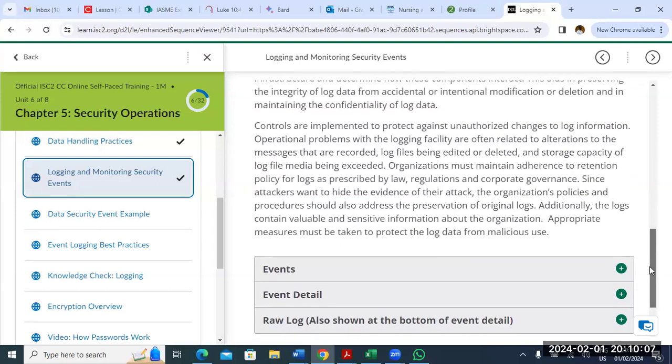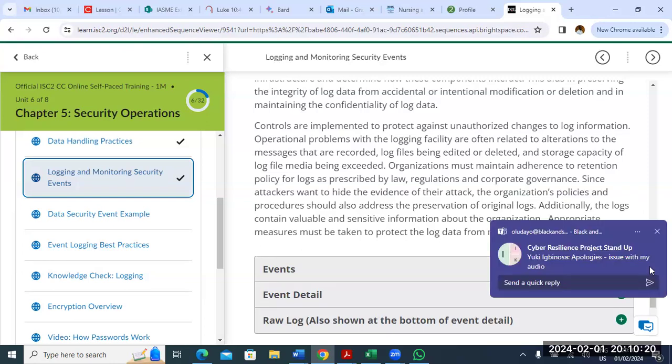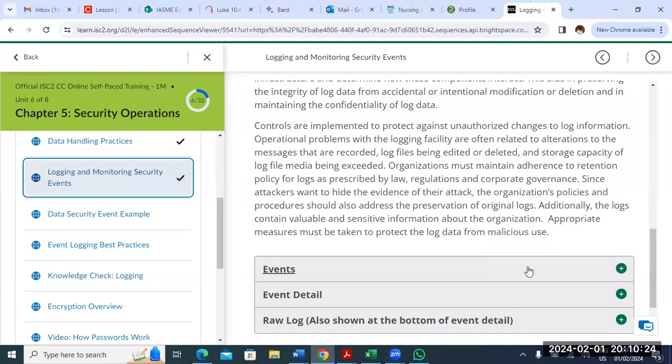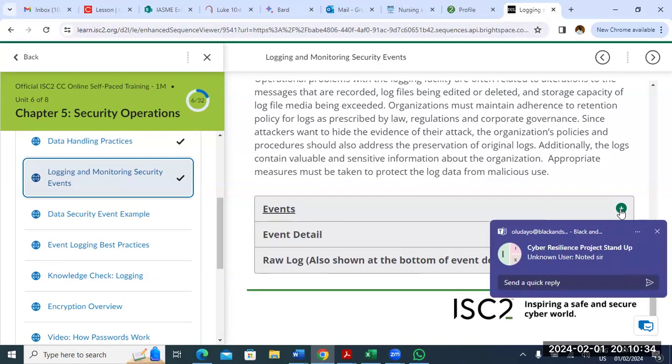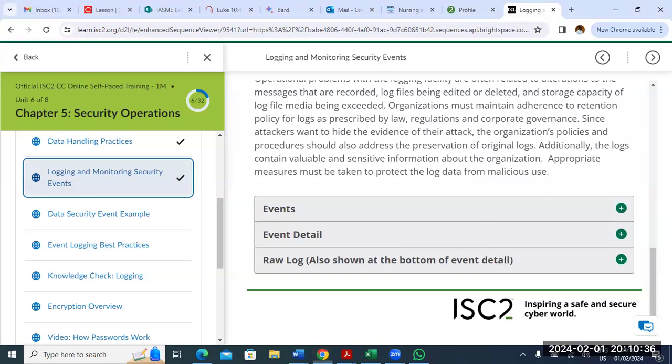Then we must also adhere to the retention policy. There is always a retention policy, and we must try to comply with it. Additionally, the logs contain valuable sensitive information about the organization. Appropriate measures must be taken in protecting the logs. Very important. And also when you are working in a place, be careful how you handle data. Very, very important. Let's be very careful.